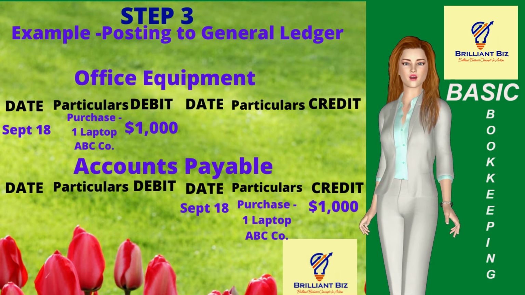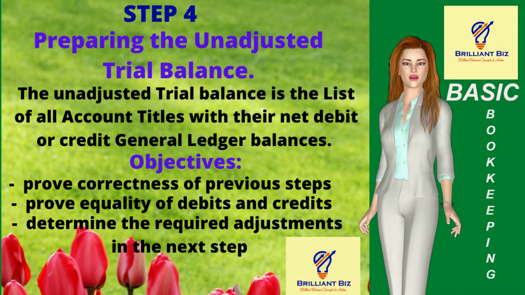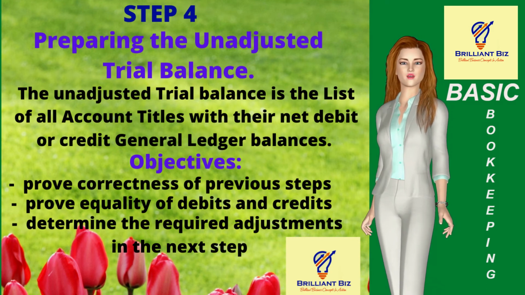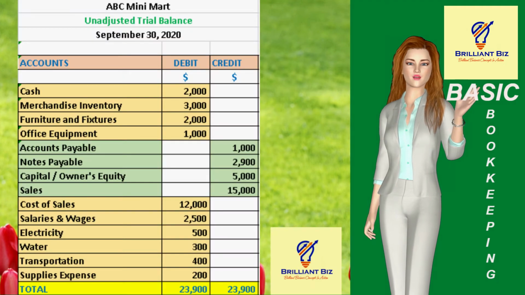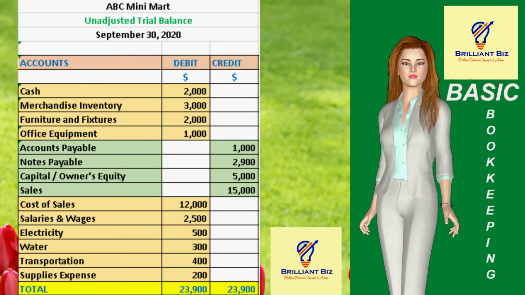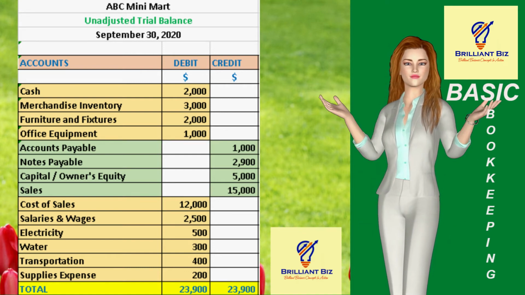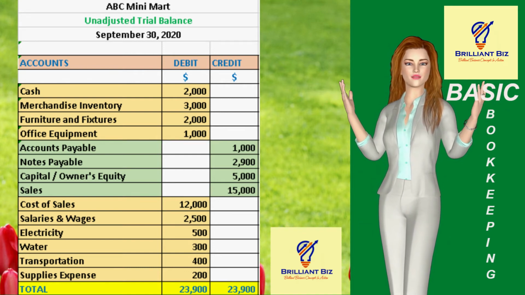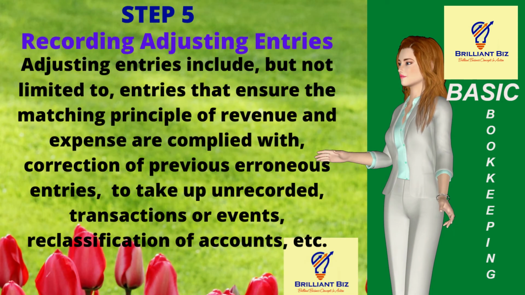Step 4: Preparing the unadjusted trial balance. The unadjusted trial balance is the list of all account titles with their net debit or credit general ledger balances. The objective is to prove the correctness of the previous steps and equality of debits and credits in compliance with the accounting equation. This is also done to determine the required adjustments, if any, that must be taken up in the next step.